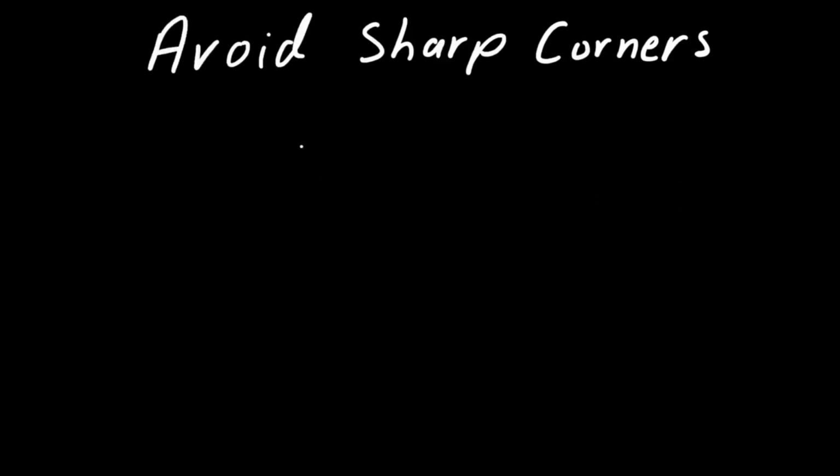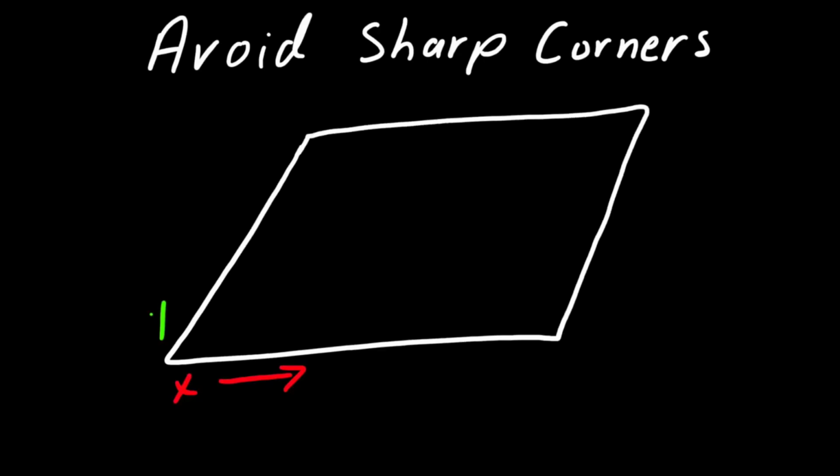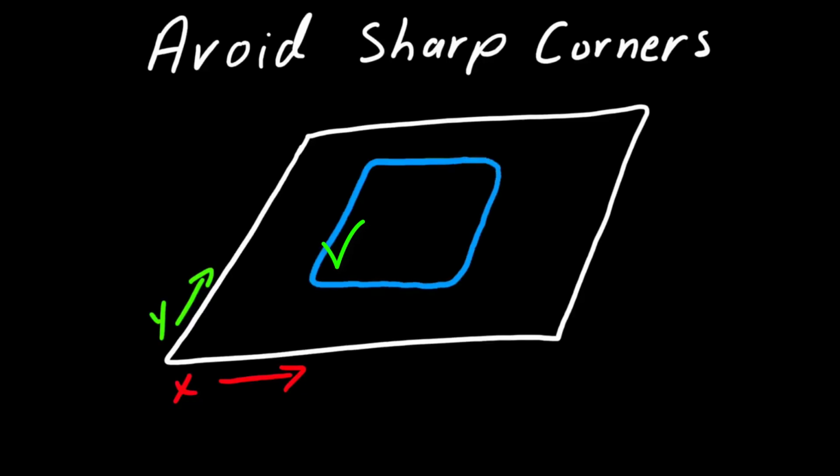Unless it's required for your part, avoid sharp corners if you can help it. Making your corners rounded by adding small fillets will allow for smoother and better prints. Sharp corners can also be prone to peeling off the build plate.